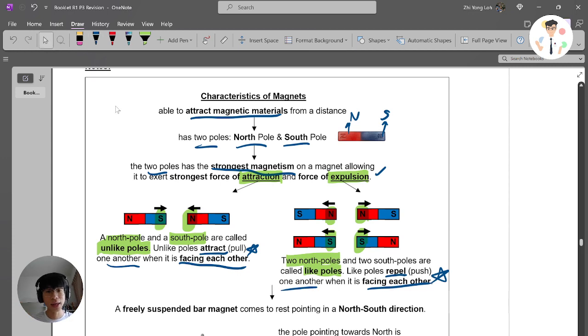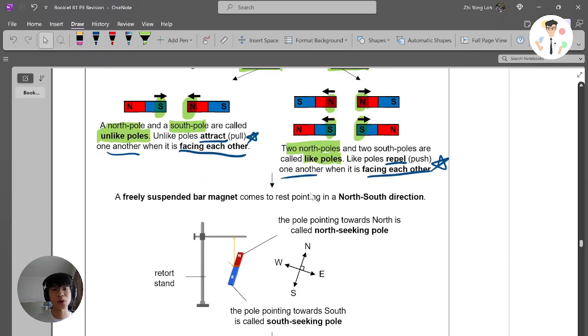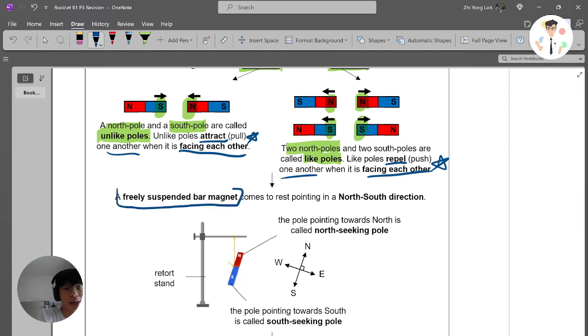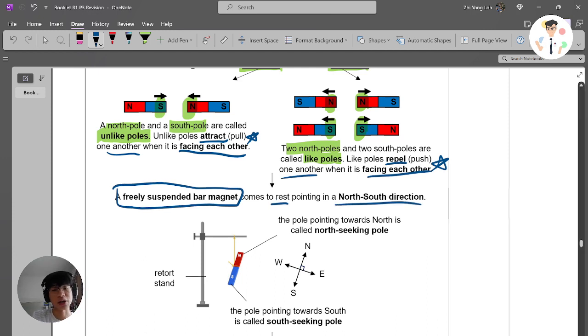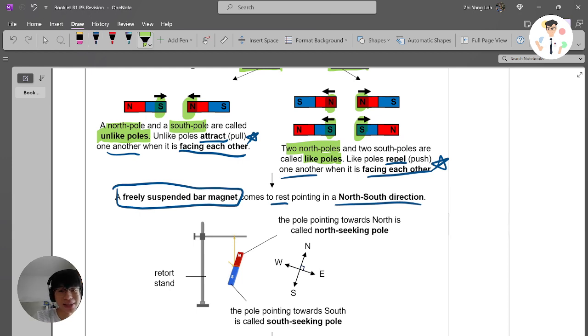Okay. And with that in mind, there's something called the freely suspended bar magnet. Is there anything special? Not really. Basically there's a bar magnet, and if you hang it there, we call it a freely suspended bar magnet. What happens to this magnet is that if you hang it, it will turn and automatically come to rest pointing in the north-south direction. It means that if I have a retort stand and I hang this magnet here, you see that the north side of the magnet just stops here. That is basically the north.